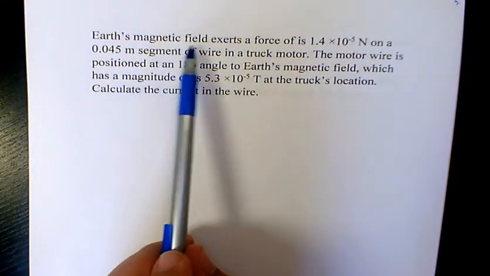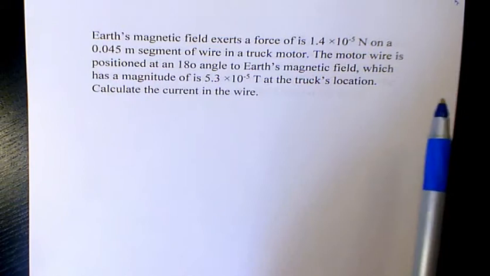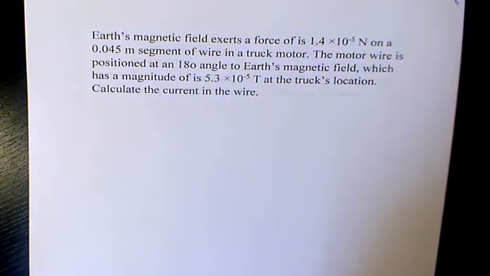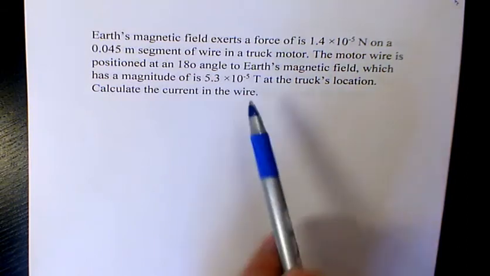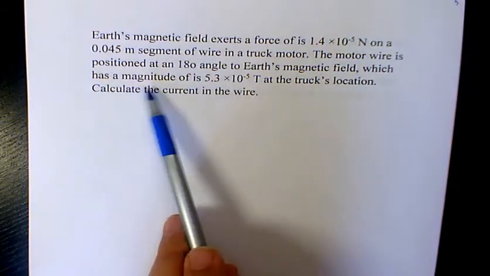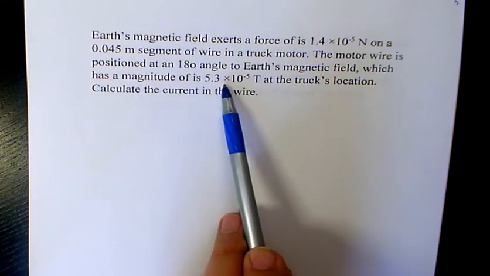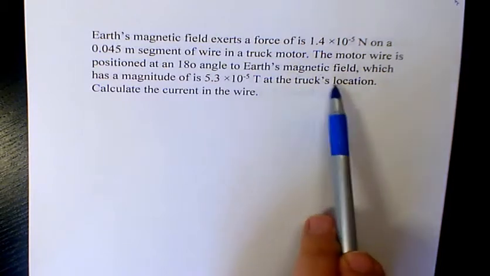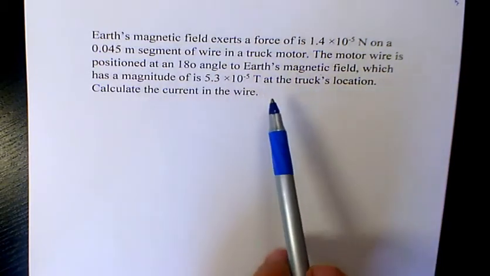Earth's magnetic field exerts a force of 1.4 times 10 to the power of negative 5 Newton on a 0.045 meter segment of wire in a truck motor. The motor wire is positioned at an angle of 18 degrees to Earth's magnetic field, which has a magnitude of 5.3 times 10 to the power of negative 5 Tesla at the truck's location. Calculate the current in the wire.